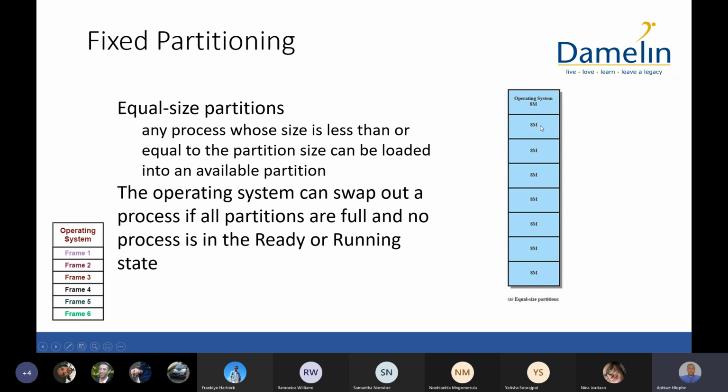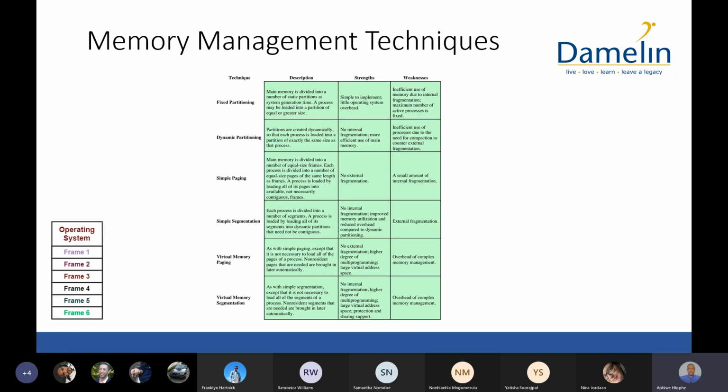So what could go wrong here? With fixed partitioning, you will experience here and there internal fragmentation, where a page or an entire process is sent into a frame, but it doesn't necessarily need all of the 8 megs. So it leads to internal fragmentation. That's one of the weaknesses of using fixed partitioning.